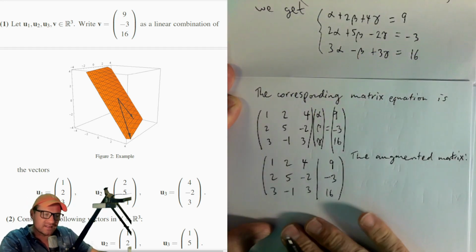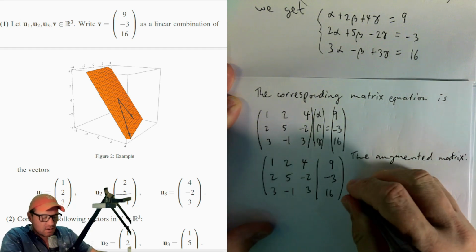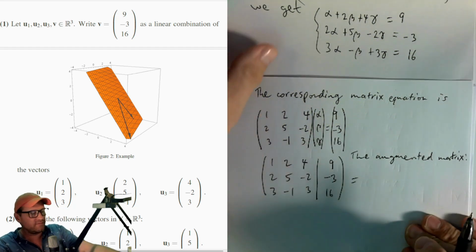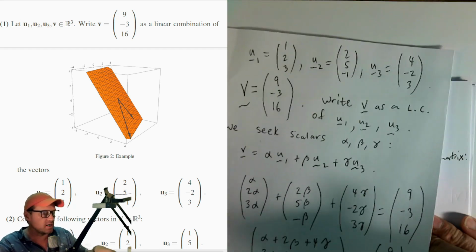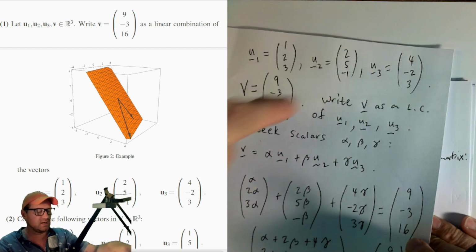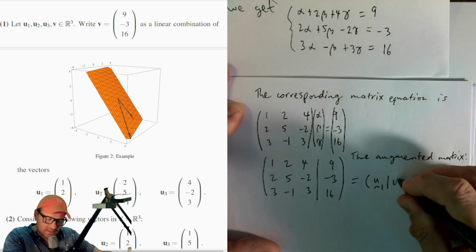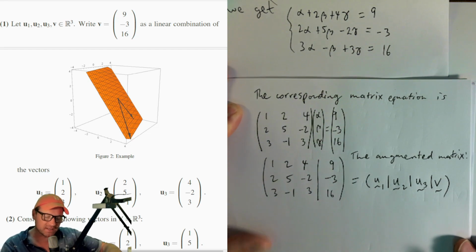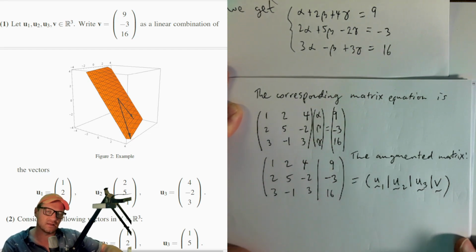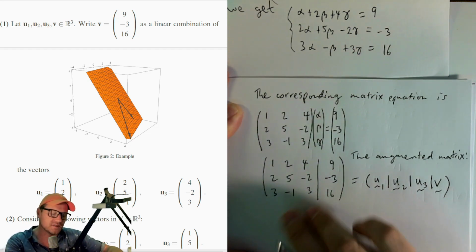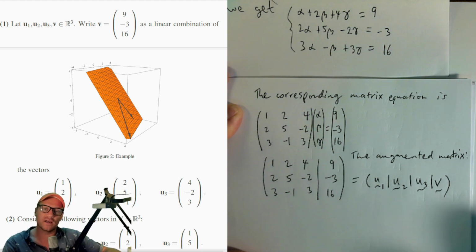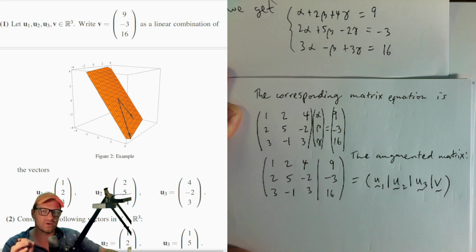Now notice what this is. This is the concatenation of the four vectors u1, u2, u3, and v from left to right, which we can write just like this. Okay, and so our next job is to row reduce this, seeking the row reduced echelon form of this matrix right here, so that we can find alpha, beta, gamma, and hence write the vector v as a linear combination of u1, u2, and u3.